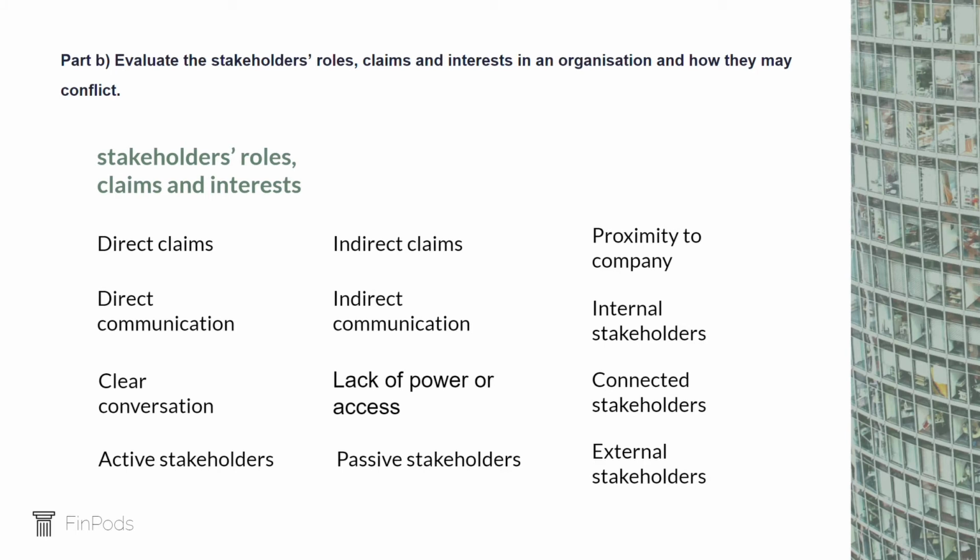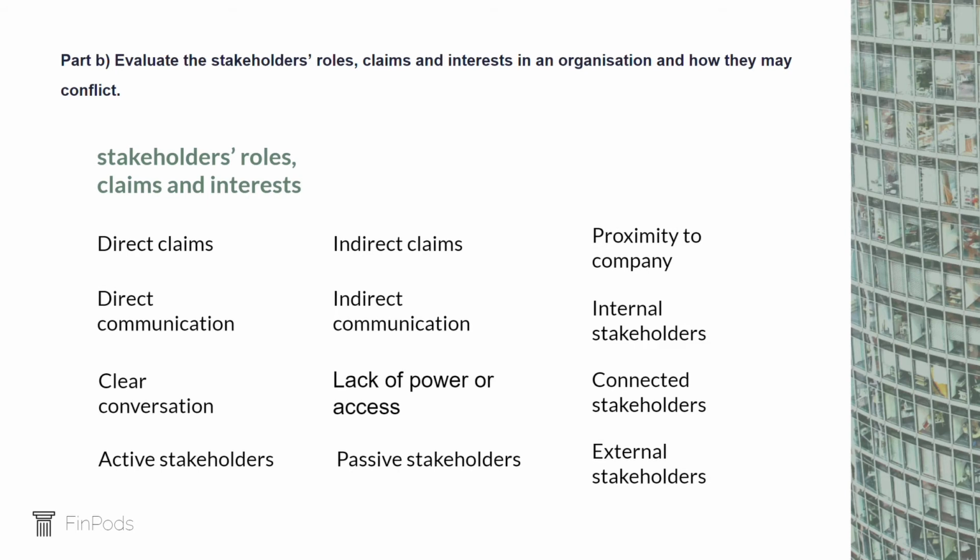Another way to categorise stakeholders is by proximity to the company. Internal stakeholders are the employees and directors of the company. Connected stakeholders are the shareholders, the customers, the suppliers, and the lenders of the company. External stakeholders are the government, the public, the media, and the competition of the company.